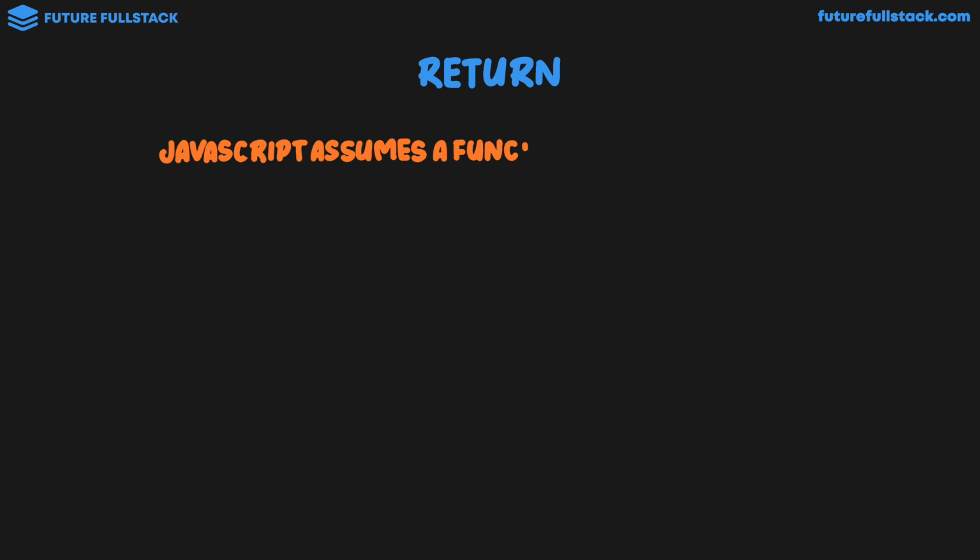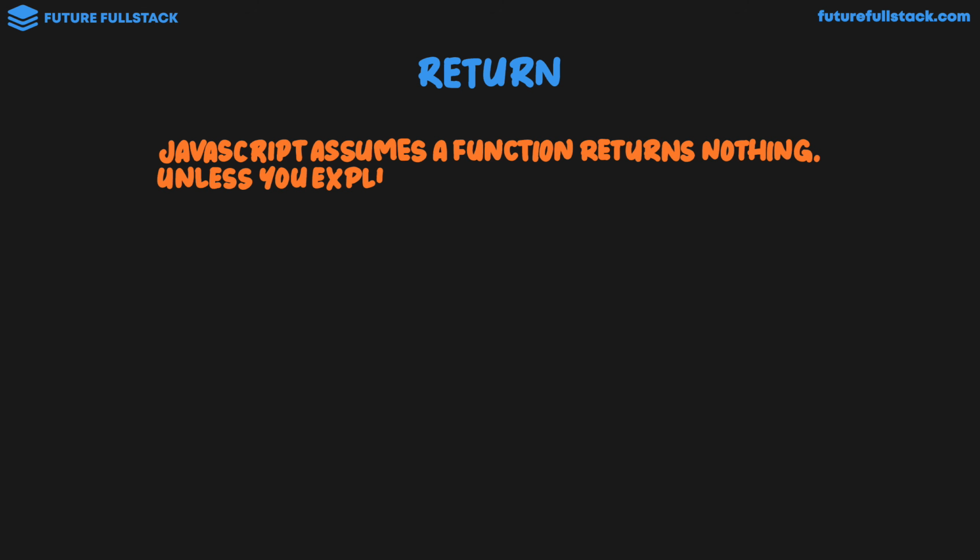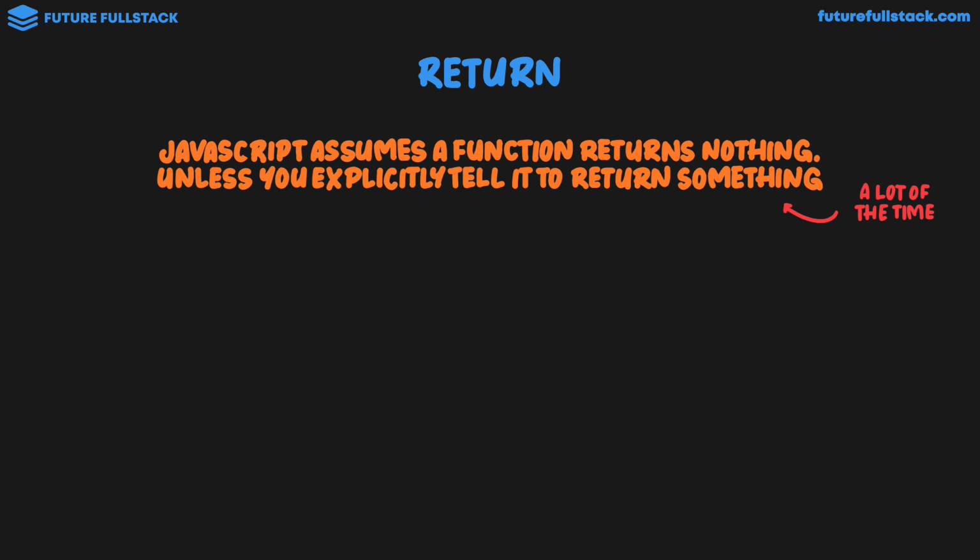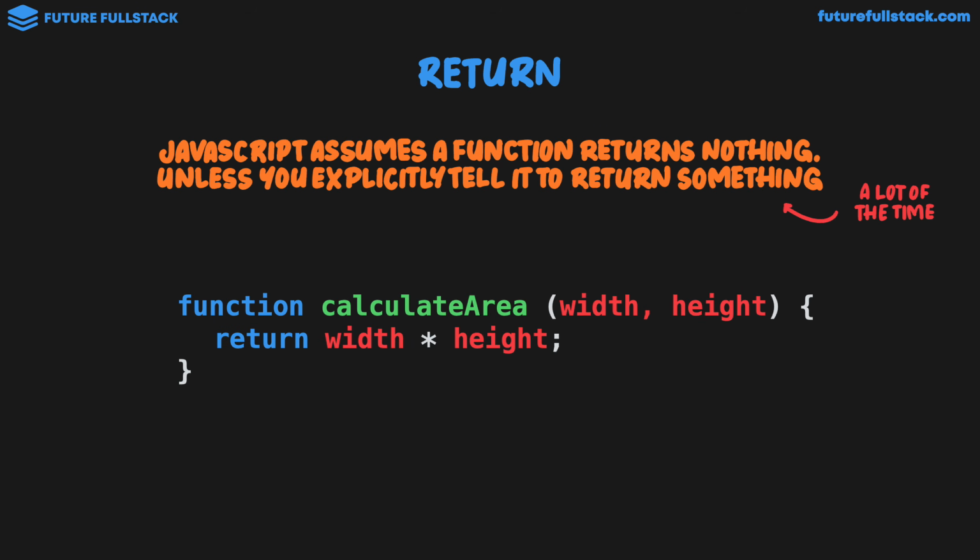JavaScript assumes a function returns nothing unless you explicitly tell it to return something. And this is in fact done a lot of the time. Functions are mostly used to return values we can use later on in our program. So looking back at the calculateArea function, to output the calculated value of width times height, we have to use the return keyword, which you can see over here. This is telling the function to explicitly return a value.